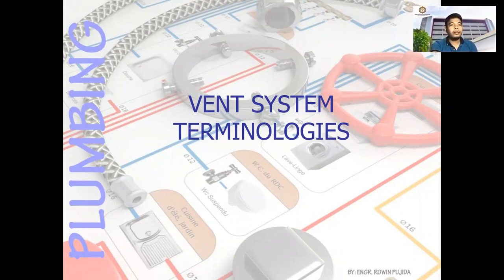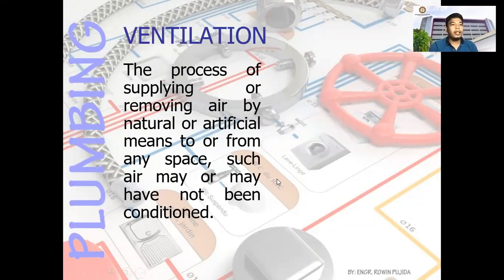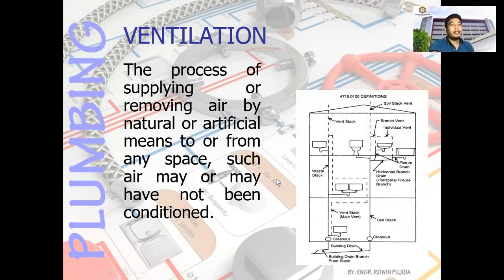Okay, so for the vent system or venting system terminologies, you have first the ventilation. This is the process of supplying or removing air by natural or artificial means to or from any space. Such air may or may not have been conditioned. You have here the sample drawing of the ventilation system or the venting system. You have the broken line as the vent pipes.